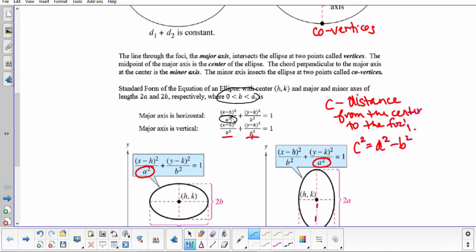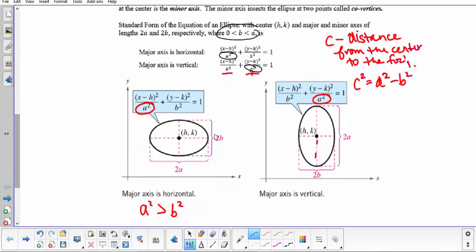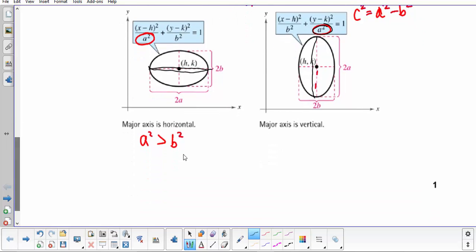Then, if it's horizontal, that's because the major axis is linked with the x direction, so a squared is bigger than b squared and will be underneath the x. If the major axis is vertical, then a squared, the bigger value, is now underneath the y term, which is what makes it vertical. So here we have two diagrams showing that. A squared is the bigger value here, so it means it's a horizontal major axis. A squared is now underneath y, which means it's a vertical major axis. Because remember, a squared is always bigger than b squared.